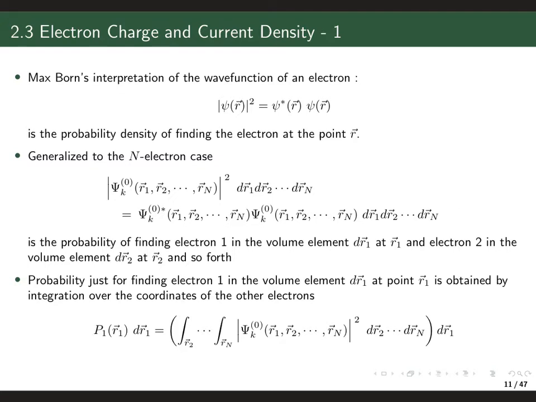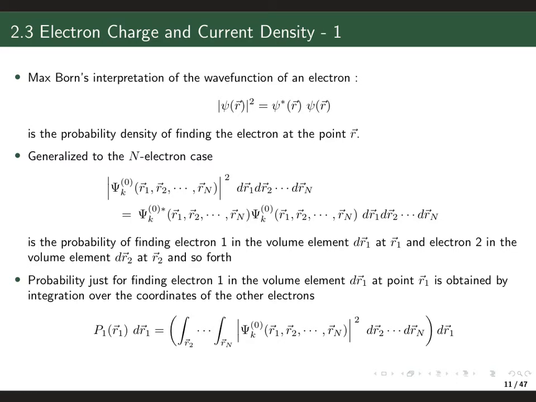The Born interpretation of the wave function tells us that the square of the absolute value of the wave function is the probability density of finding an electron at the point R.